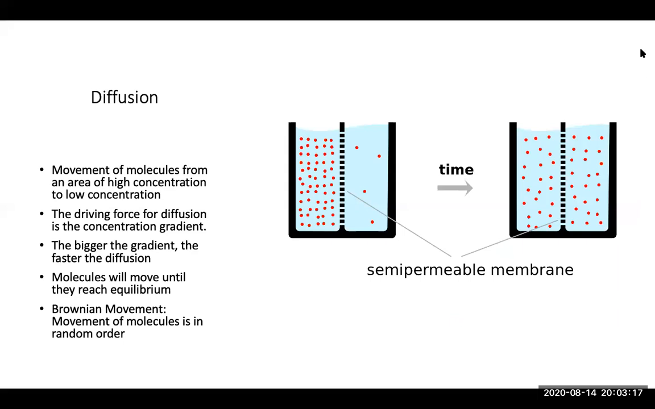Here's another look at diffusion. Over time, the molecules will travel through the semipermeable membrane so that over time, you'll get an equal concentration on both sides. We call that equilibrium. So this is simple diffusion, it's an example of passive transport.